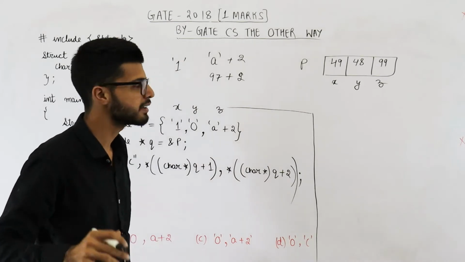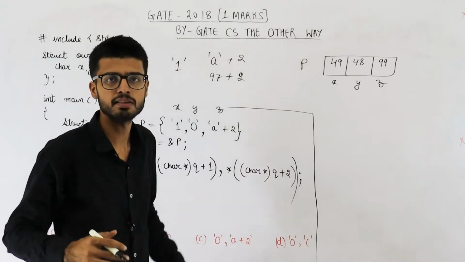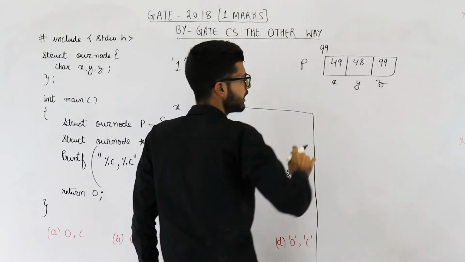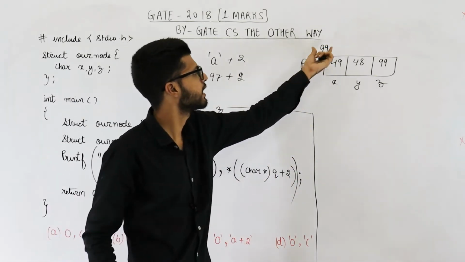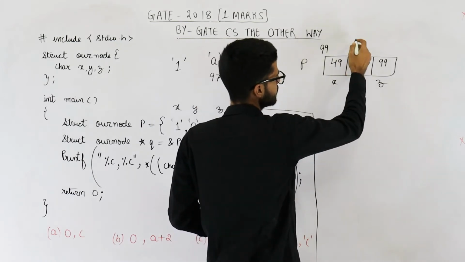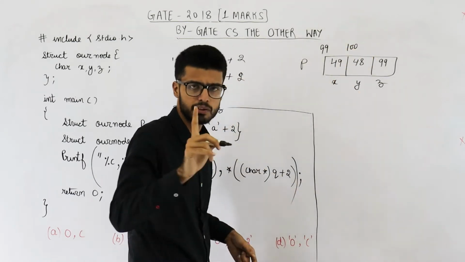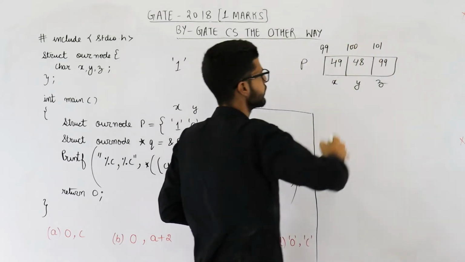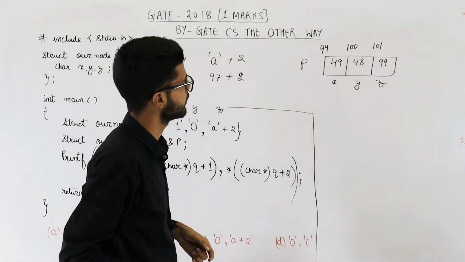Suppose that the base address of this structure is 99. This is address number 99. It can be anything; I've just taken any number at random. This will be address number 100 because a character is of 1 byte. And this will be byte number 101 like this. So these are the addresses.